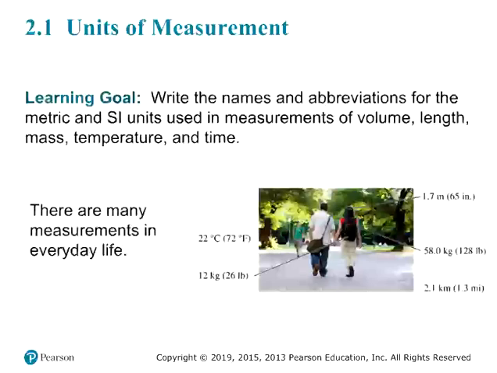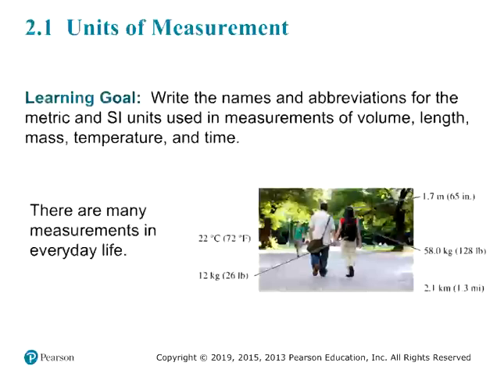And down below you can see in the picture there are two people walking, and we could make a bunch of measurements here. We could measure the height of each person. We could measure the weight or mass of each person, or maybe their bags. We could also measure the temperature of the air around them and maybe the distance that they're walking.